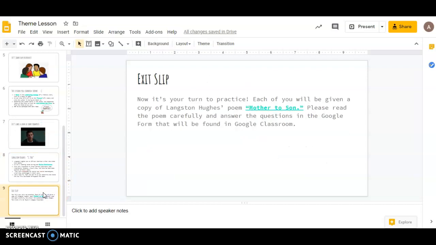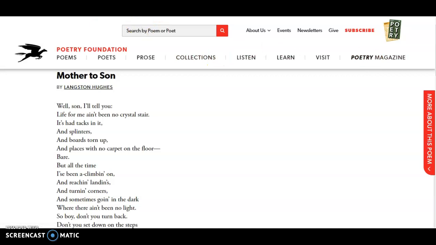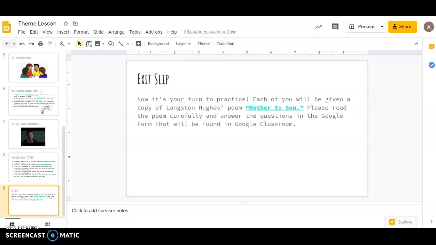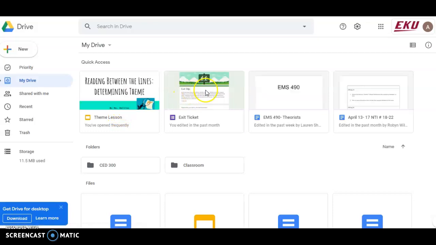And then after we've had practice identifying the theme together with that poem, the students will have an exit slip in which they will practice identifying the theme by themselves. So they will be given a copy of another Langston Hughes poem called "Mother to Son," which is right here. And then they will be asked to read the poem carefully and answer questions in a Google form that I will be giving them, which is right here.